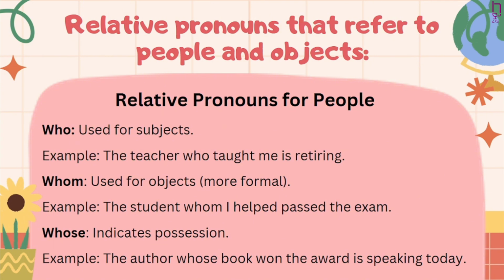The second is whom. Whom is usually used for objects when it's more formal. For example, the student whom I helped passed the exam. And whose indicates possession or belonging to something. The author whose book won the award is speaking today. In this case, whose indicates that the book belongs to this author. So whose indicates possession. These relative pronouns are for people.